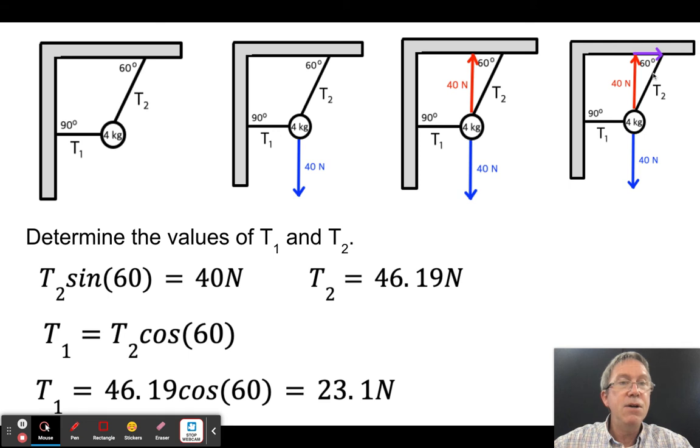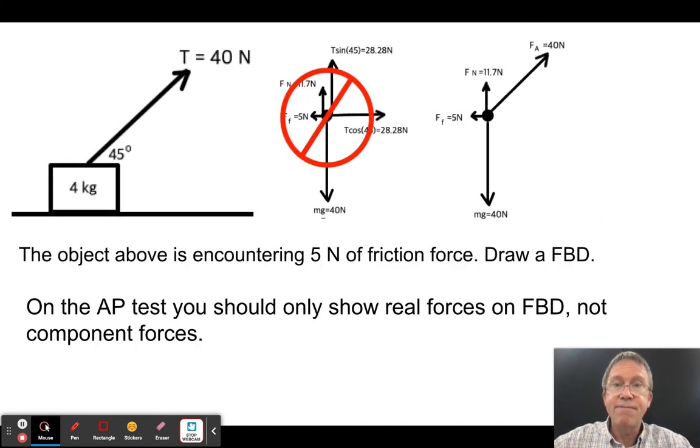And furthermore, I know that there is a component of this force that's acting this way that's counter to the one acting this way. So the tension force this way and the component of this tension force this way must be equal to each other because the object does not accelerate in the horizontal direction. So therefore, all I had to say is 46.19 times the cosine of 60 is going to give me this. So 46.19 cosine of 60, I see this is 23.1 newtons. All right? So it's all predicated on the idea that the object is not accelerating.